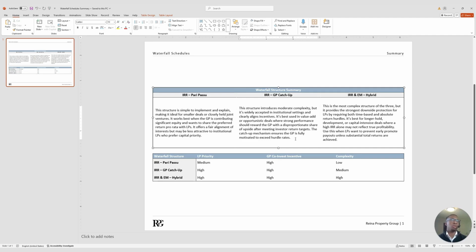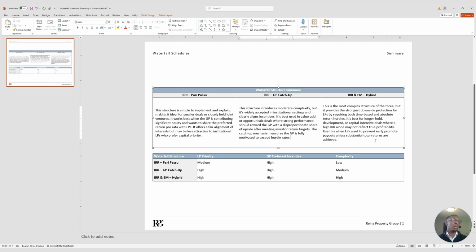And so the catch-up mechanism ensures that the GP is fully motivated to exceed hurdle rates, but the reason why those more institutional limited partners prefer this is because they will be receiving 100% of the cash flows in the preferred return hurdle before the GP sees any sort of outsized return or before the GP even receives a return of capital.